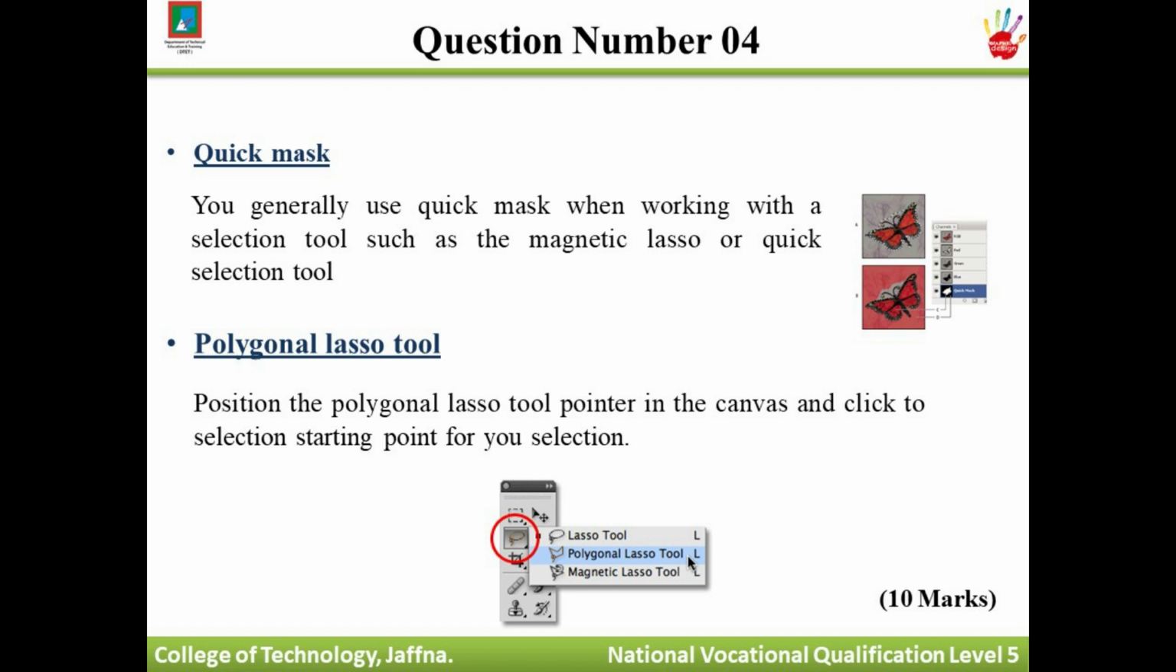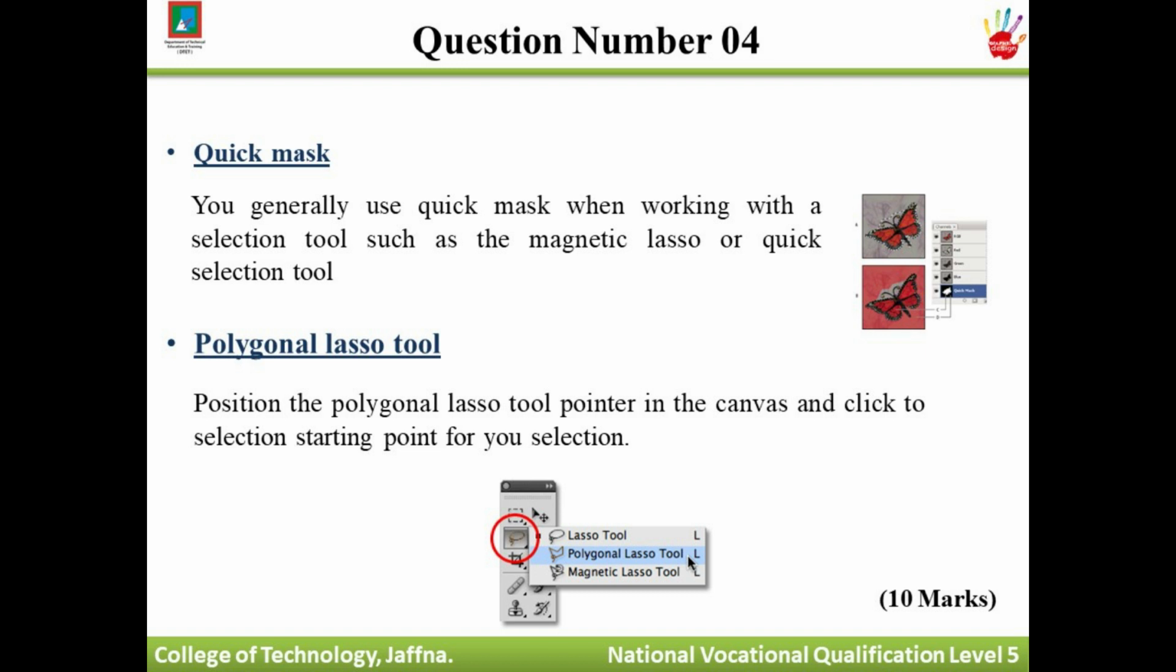Next, the quick mask tool. You generally use quick mask when working with a selection tool such as the magnetic lasso or quick selection tool. Quick mask is used to create or refine selections in Photoshop by turning part of your image a semi-transparent red color to indicate the selected areas. The mask can be refined with a brush tool and operates similarly to a regular layer mask. You enable or disable quick mask mode by pressing the Q button on the keyboard.